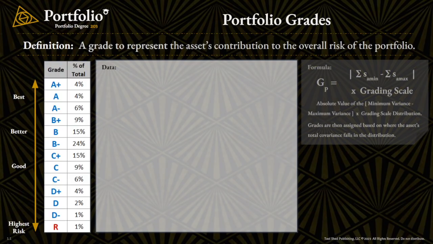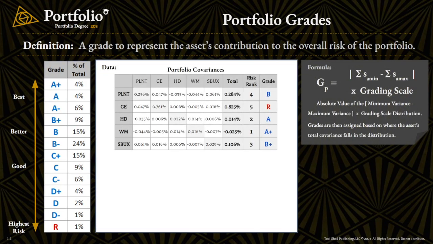In an effort to help you understand exactly what we do for portfolio grades, we take all of those covariances and apply the grades based on the distribution of the covariances. In this example, the asset with the most risk had a covariance of 0.825%. As the riskiest asset, our system identifies it with a portfolio grade of R, and that way it's easy to identify the asset contributing the most risk to your portfolio.